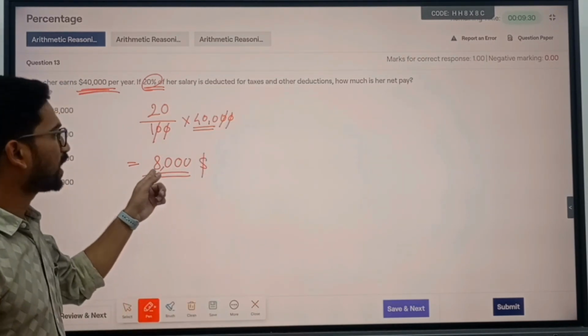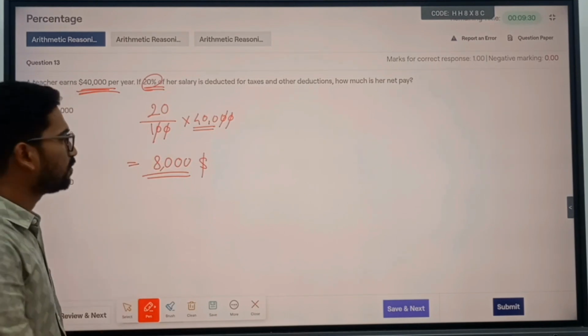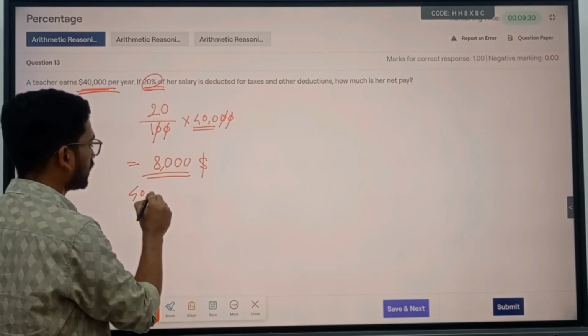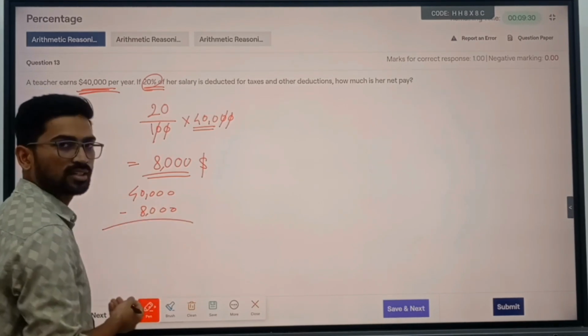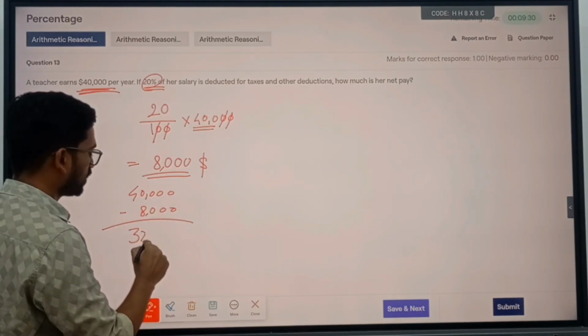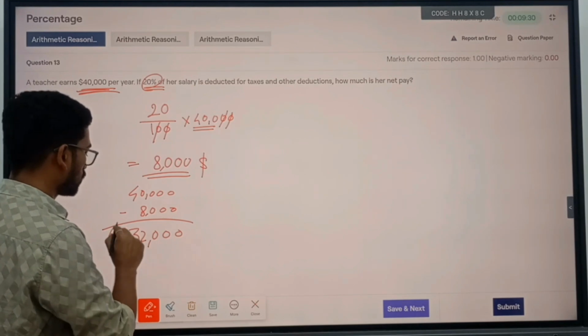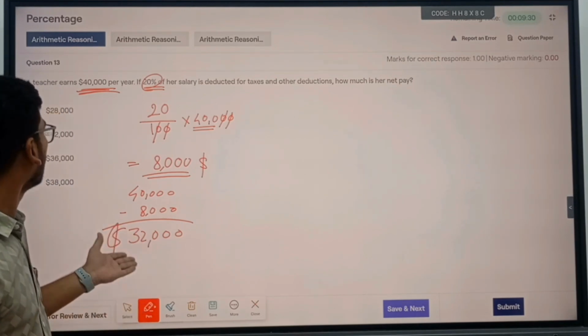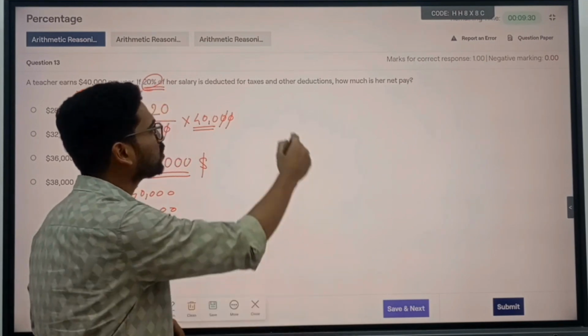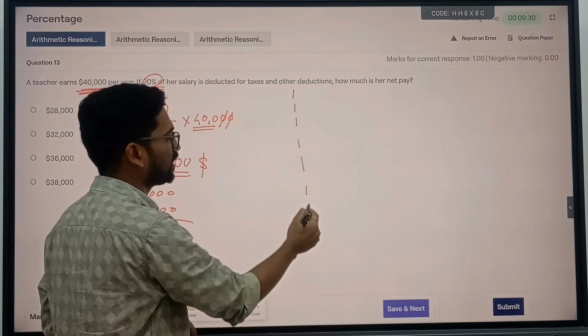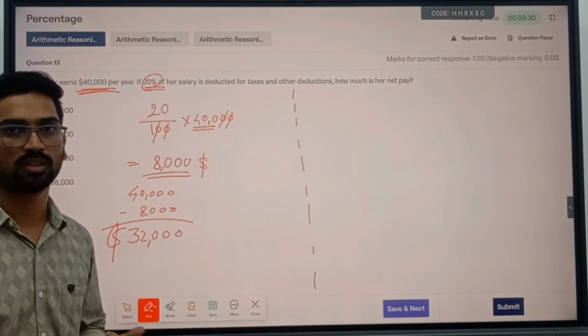We will subtract those $8,000 from total salary, which is 40,000. So $40,000 minus $8,000. Such easy calculation, which is $32,000. So after the deduction, the teacher is gonna get $32,000 of salary. Now there is one more method, or we can say faster or shortcut method to solve this question.